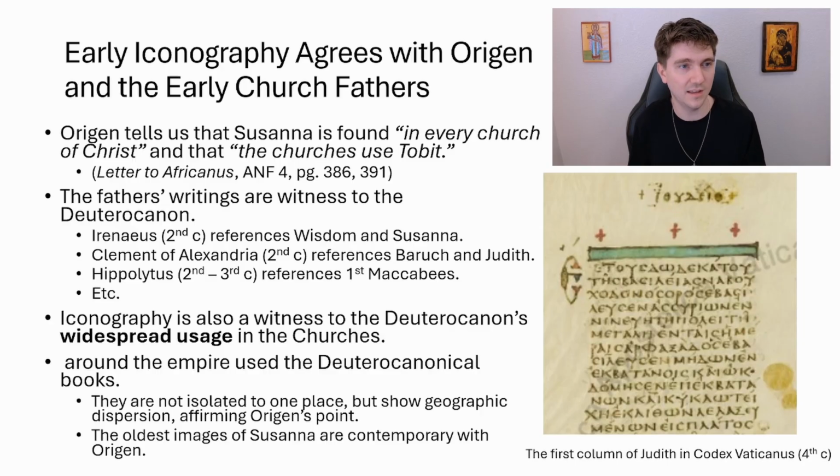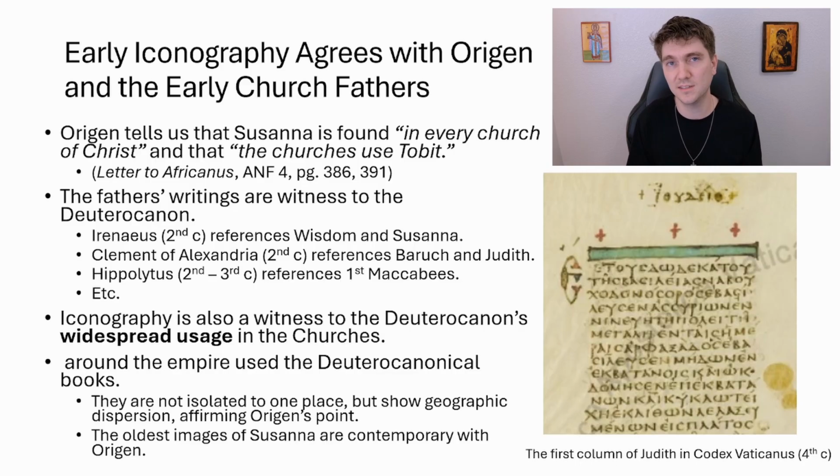Origen tells us that Susanna is found in every church of Christ and that the churches use Tobit. So he's talking about the books that are in the Christian Bible versus the Jewish Bible, and he's saying that the Christians are all using the same Bibles, and those include the Deuterocanonical books. The early Christian writers agree with Origen. We have Irenaeus, who references Wisdom and Susanna. Clement of Alexandria in the 2nd century references Baruch and Judith. Hippolytus in the 2nd and early 3rd century references 1st Maccabees, and so on.